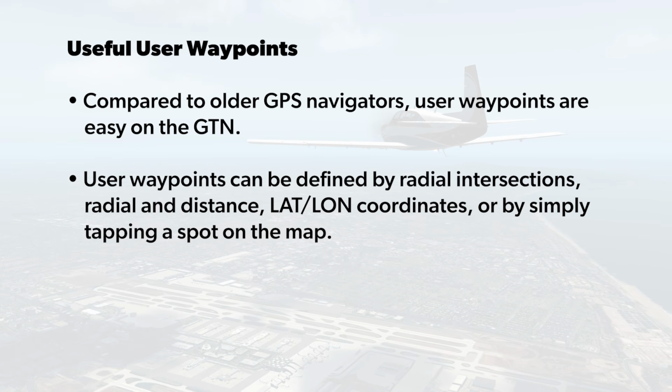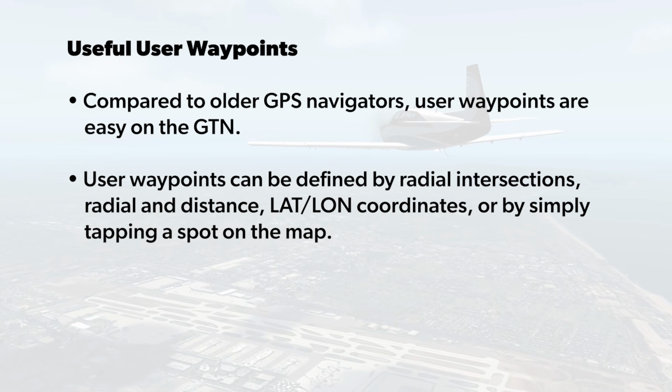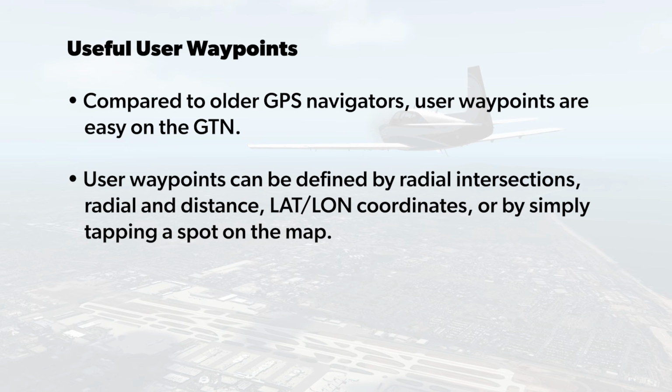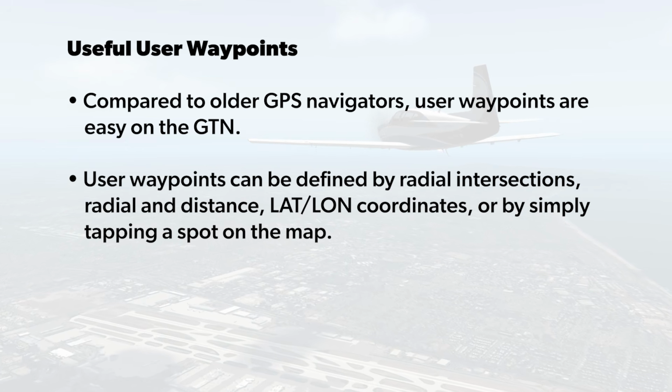Compared to older GPS navigators, user waypoints are easy on the GTN. User waypoints can be defined by radial intersections, radial and distance, lat-long coordinates, or by simply tapping a spot on the map.